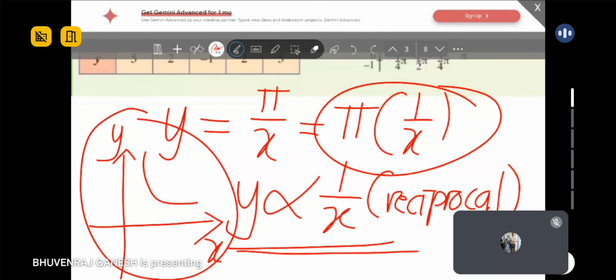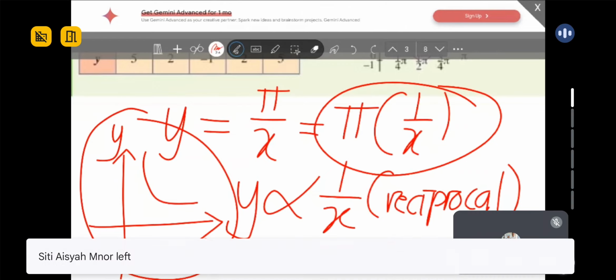Your gradient actually is just pi. Okay, but since it's a curve, the gradient actually keeps on changing. Okay, sebab lengkung kecerunan tu selalunya akan berubah. Okay, so this one actually is not y equal to mx plus c, because you have 1 over x.